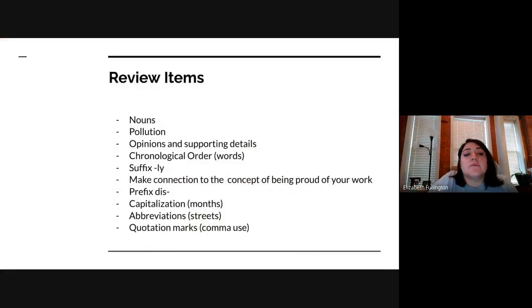So some things that we're going to review are nouns, pollution, opinions and supporting details, chronological order, suffix ly, make connections to concepts of being proud of your work. So the prefix dis, capitalization, specifically months, abbreviations, which means shortens words, mostly streets, and quotation marks and comma use. Now we've done quotation marks and comma use yesterday, so that should be a pretty easy subject. Also chronological order, because we've been going over that for a very long time.